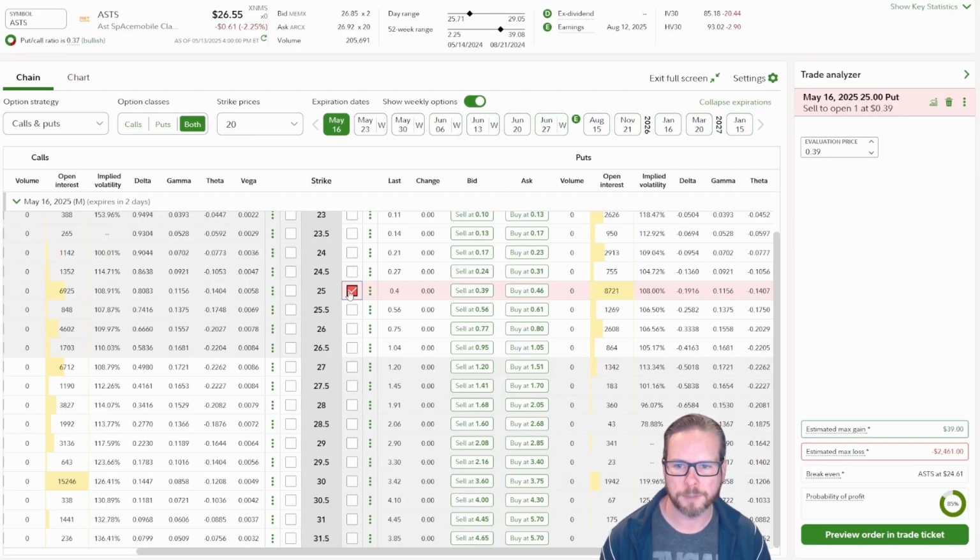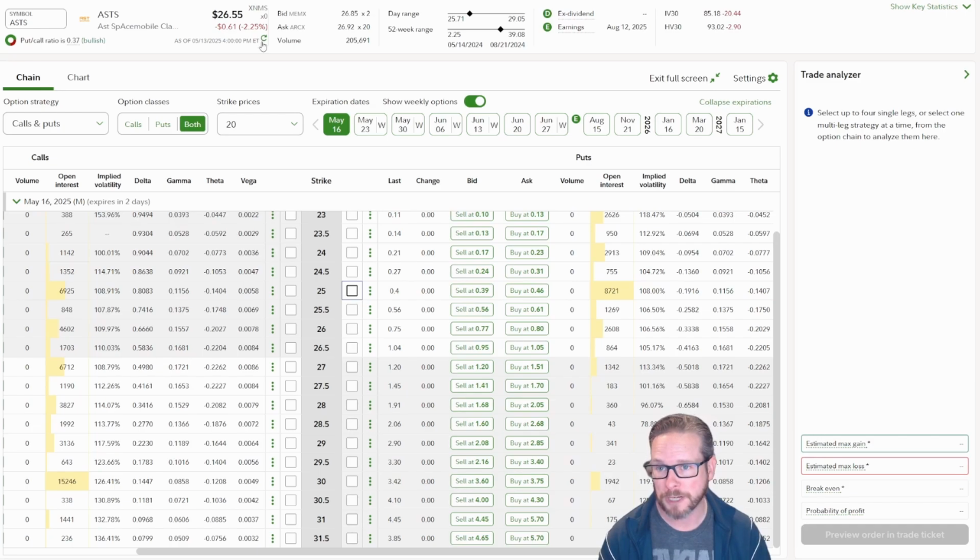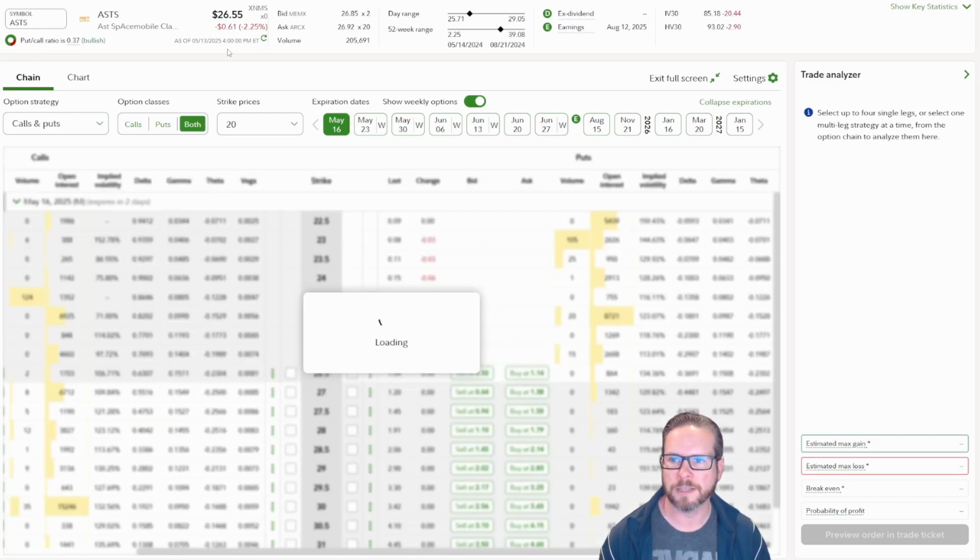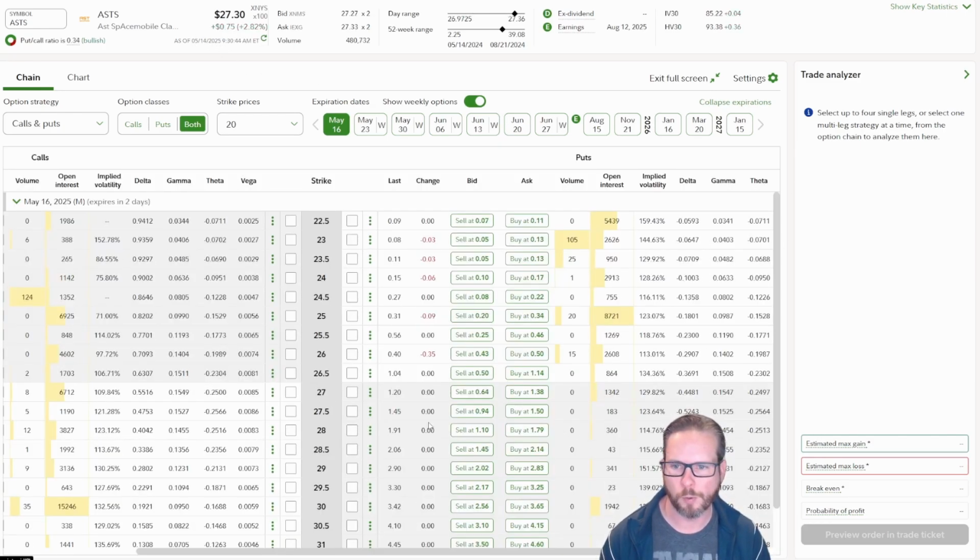So if we go back to the option chain, I'm going to actually refresh this. And let's take a look. Yeah, that was the close of yesterday. Let's take a look at where we're at now. And they're already down to 20 cents. So I might actually buy this back.